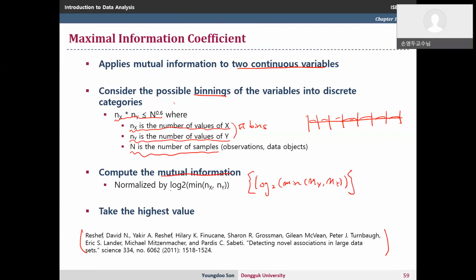So here we calculate I(x, y) with the given nx and ny over log 2 of the minimum of nx and ny. We test many possible cases of nx and ny, calculate this value, and take the highest value as the maximal information coefficient of the two continuous variables.